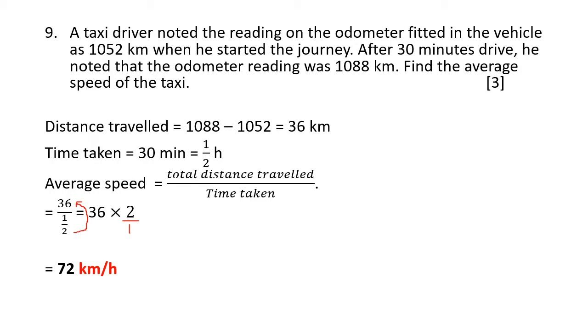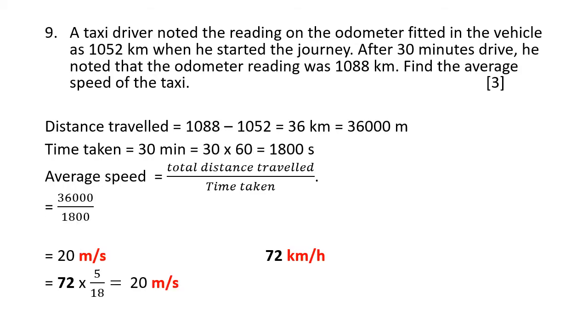Now we have done the same numerical in meter per second. Yes, nothing is changed here. The 36 kilometer which we had got, I converted into meter. So 36 kilometer is 36,000 meter, and time I have taken in seconds. So 30 minutes is 30 into 60 equal to 1800 seconds. Formula for average speed I have put: total distance traveled upon total time taken. So it is 36000 upon 1800. So you get 20 meter per second.